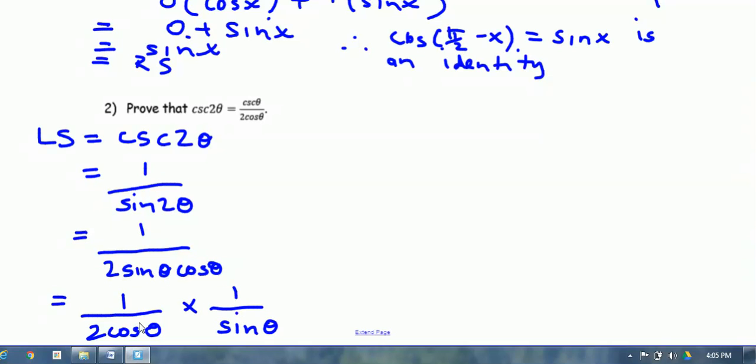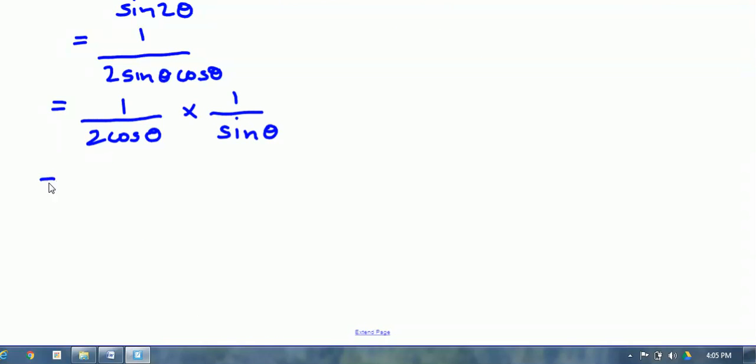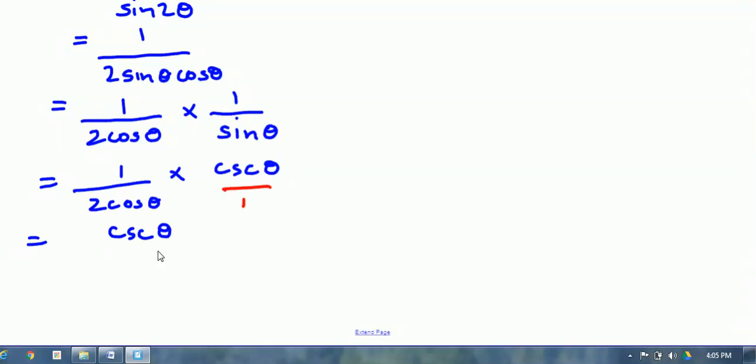We know our rules for multiplication tell us tops by tops, bottoms by bottoms. So if I multiply these out, I'm going to get back to where I was here. But in separating them out, it just helps you to see what you can do with this. I know that this is fine the way it is for now, and that 1 over sine theta is the equivalent of cosecant theta. And then when I multiply them back together, I get cosecant theta times 1 is just cosecant theta over 2 cos theta, which is the right-hand side.